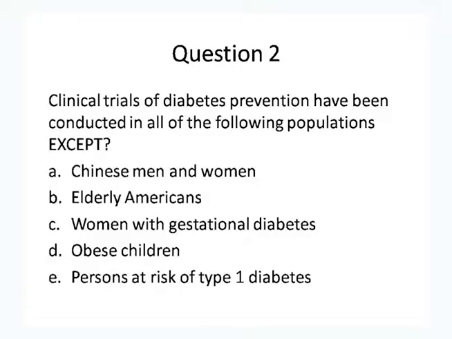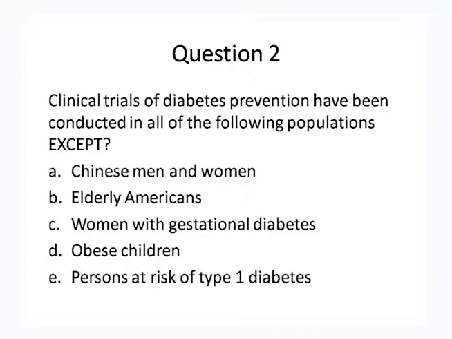Which of these populations have had trials done to prevent diabetes? Chinese men and women, elderly Americans, women with gestational diabetes, obese children, or persons at risk of type 1. Who have we done clinical trials on? Except. Only one is here. The first diabetes prevention study was done in Chinese men and women. We saw that the diabetes prevention program looked at elderly Americans, and that was a group that had the lowest benefit from metformin and the highest benefit from lifestyle.